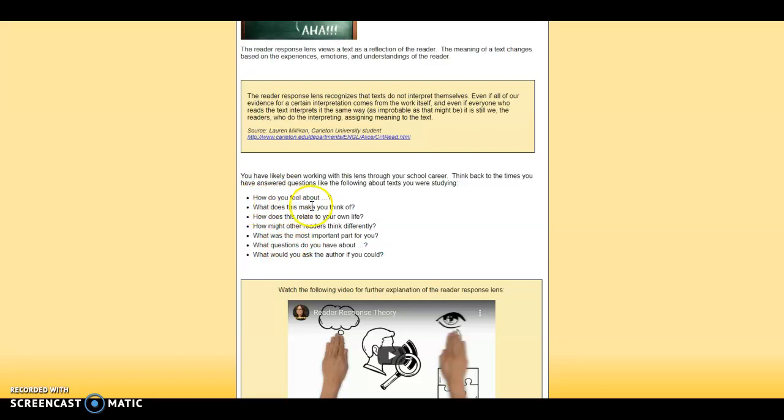So something like, how do you feel about the story that you've read? What does it make you think about? How does it relate to your own life? How might other readers think differently about it? Choose at least 3 of the reader response questions here to answer in your analysis.